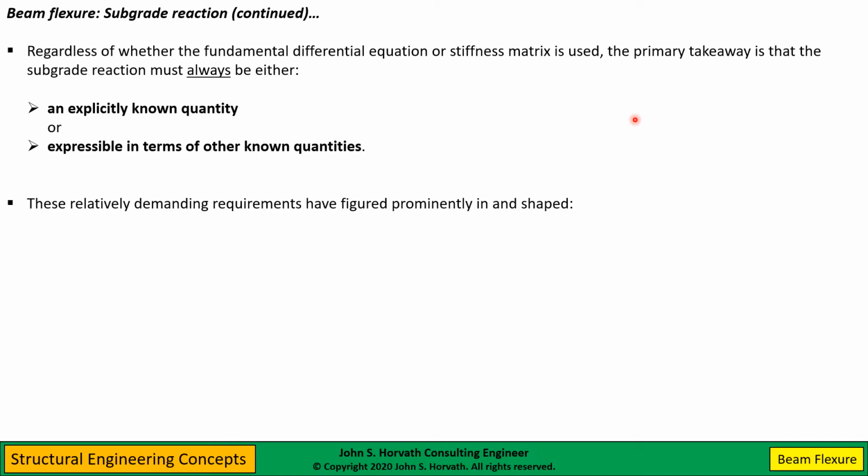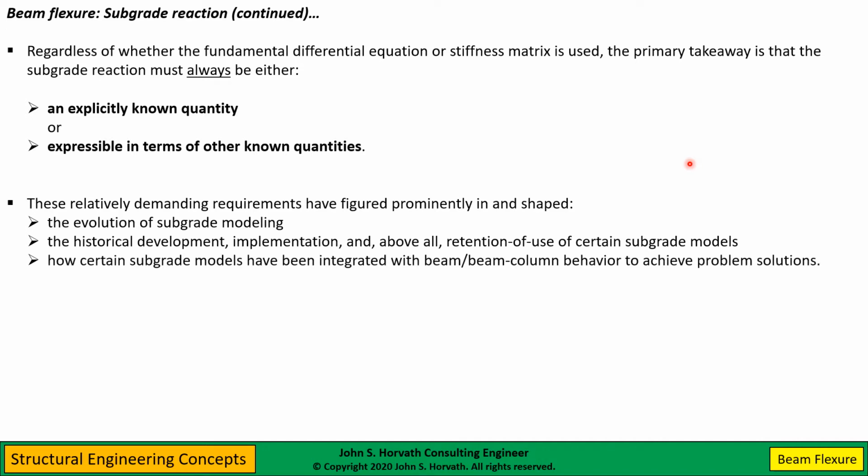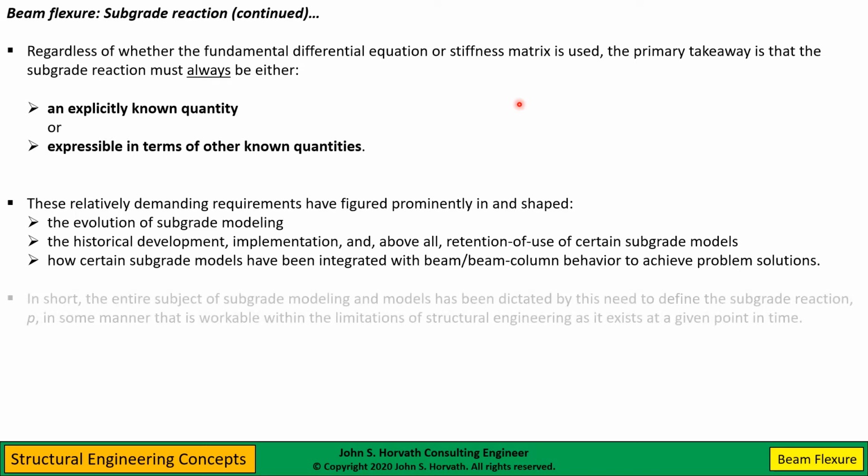These are fairly demanding requirements, and they certainly have influenced a lot of things. First of all, the evolution of subgrade modeling, as we'll see, and the development and, above all, retention of use of certain subgrade models. Why do we do things the way we do, going back to the prologue? Why have we been chasing this unicorn of a soil spring constant for all of these many, many decades now? And certainly how sometimes we've chosen to integrate subgrade models with beam and beam column behavior to achieve a single solution.